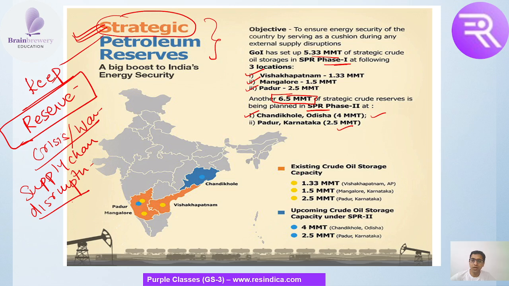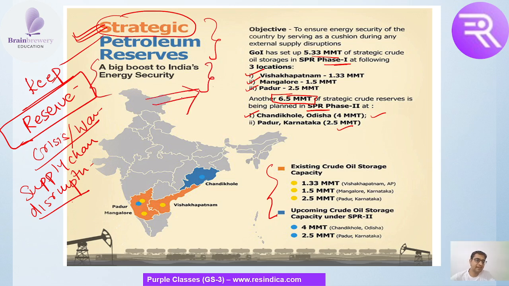So right now, these are the existing capacities. Five existing places are there: one is Vishakhapatnam, one is Mangalore, one is Padur, one is Chandikhol, and then we have Padur. So all these places are where the strategic petroleum reserves are, especially focused on boosting our energy security.